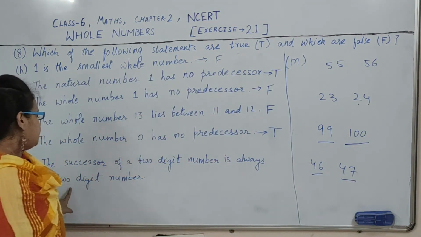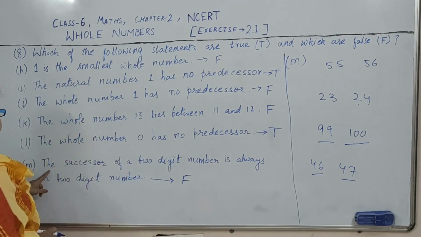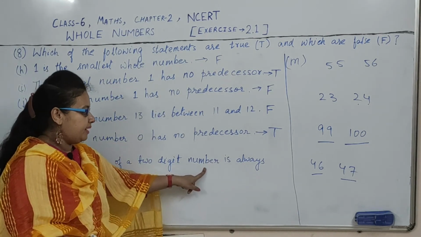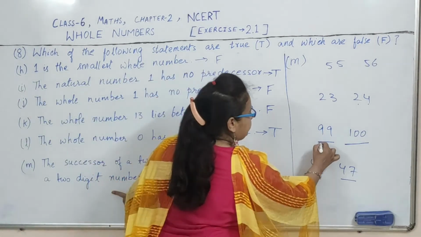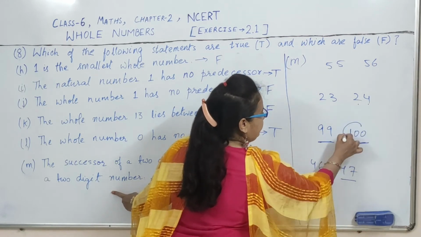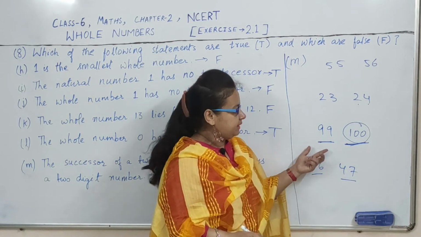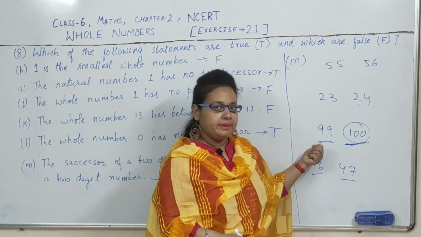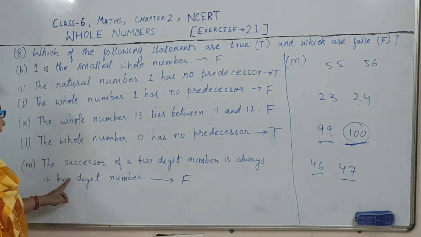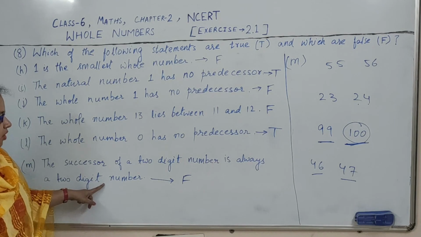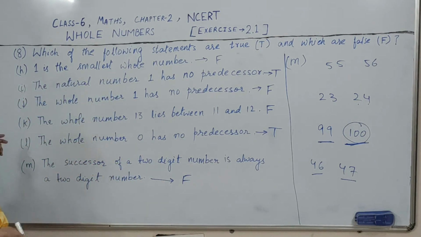So, this statement is also false. Read it again. The successor of a two-digit number is always a two-digit number. See, the successor of a two-digit number is not always a two-digit number. Here it is a three-digit number. So, it is not always possible that the successor of a two-digit number will be a two-digit number. It can be a three-digit number. So, this statement is false. This is a wrong statement. So, we have written it false. Okay. So, understood all these questions?